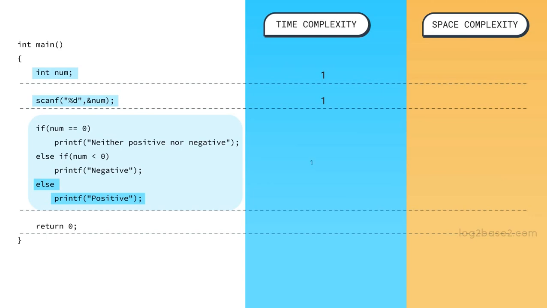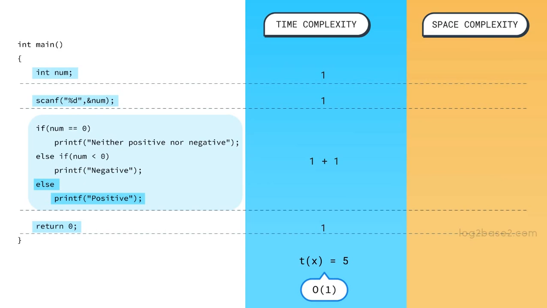So we can take 1 unit of time for the whole case check and 1 unit of time for the inner printf statement. So total 2 units of time. And the final return statement will also take 1 unit time. So the total time taken, T of x is equal to 5, which is a constant value. So the time complexity for this program is order of 1.